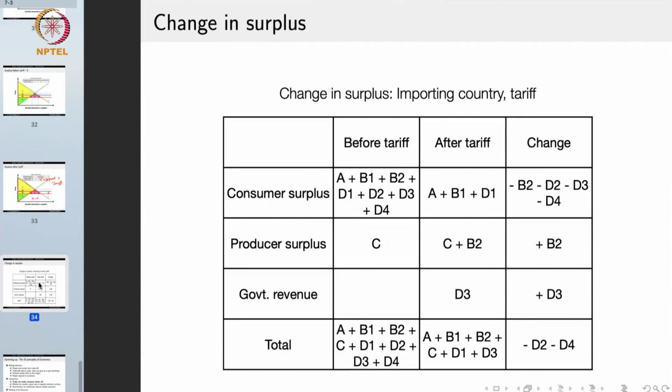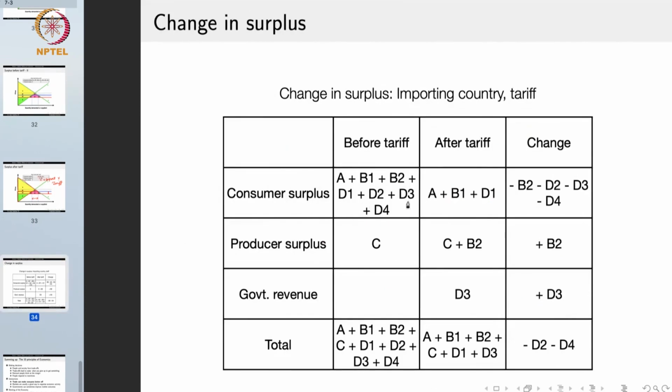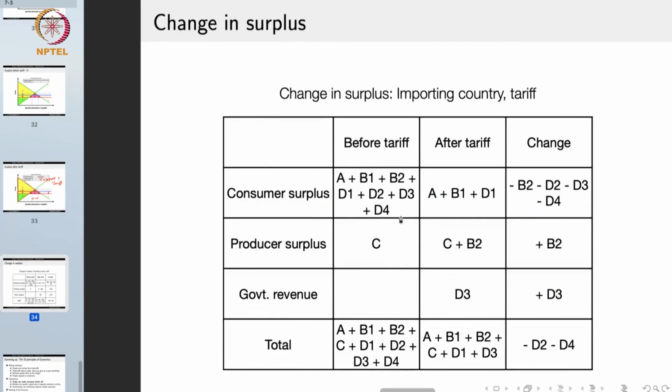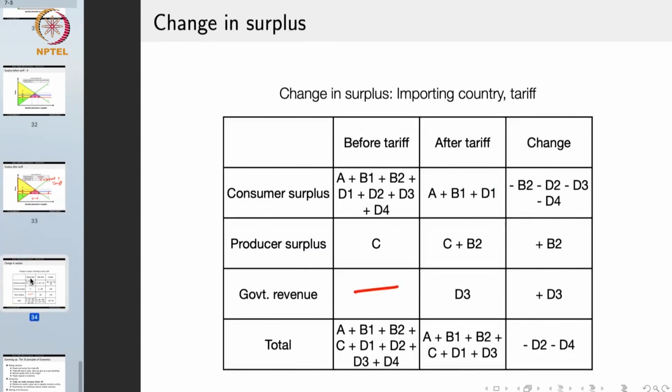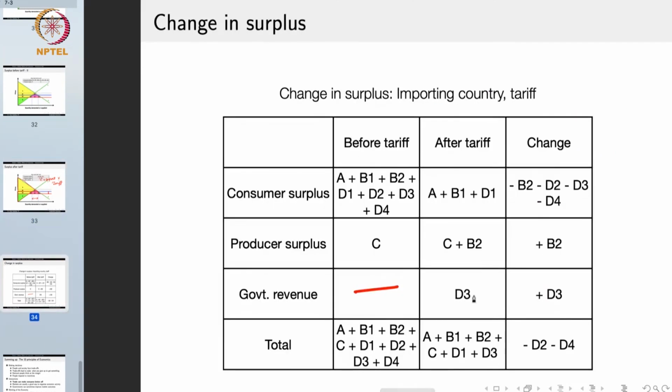Now if we put it in the form of a table, before the tariff, that is when we talk about this situation, the consumer surplus was A, B1, B2, D1, D2, D3, and D4. That was the old consumer surplus. The old producer surplus was C, which is what we have written here. And the amount of government revenue was nil. After the tariff, we have the consumer surplus as A plus B1 plus D1 here. The producer surplus is C plus B2, which is here, and a government revenue of D3, which is what we are writing here.